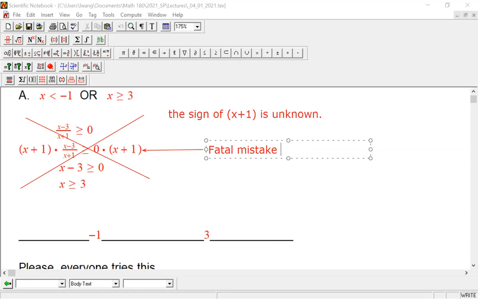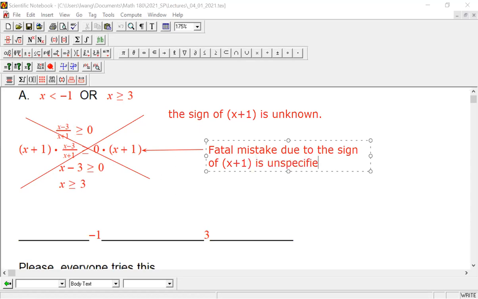Okay, fatal mistake due to what? Due to that the sign of x plus 1 is unspecified. It's unspecified. Then you say, I cannot specify. Yes, if you cannot specify, you should not do it. Do you follow me? You simply cannot do it. There's no such mathematical principle to support you.